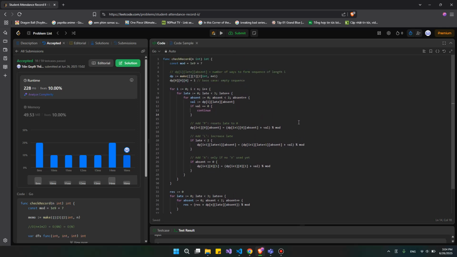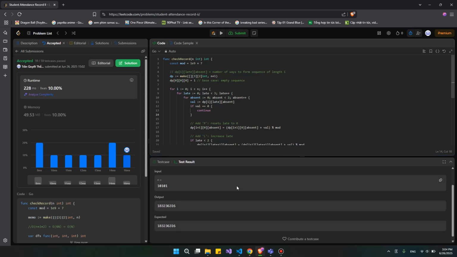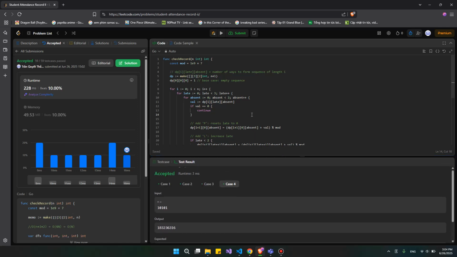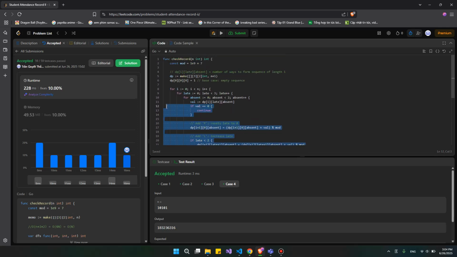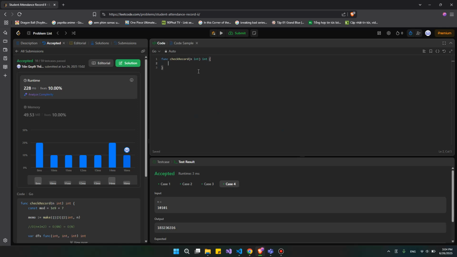Because today I want to talk about another solution, a more beautiful solution. I found it myself when I solved this problem.